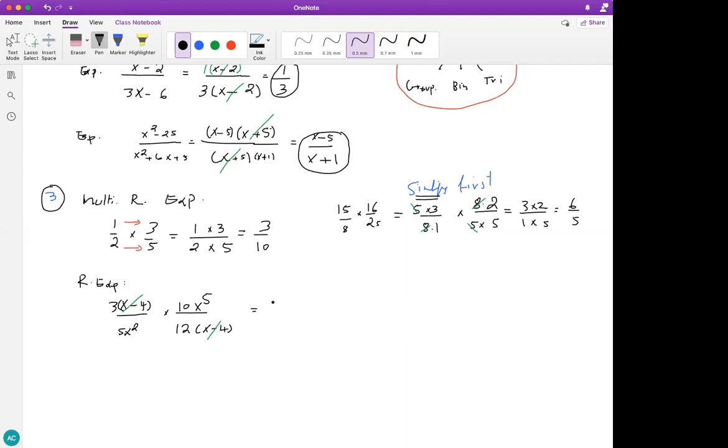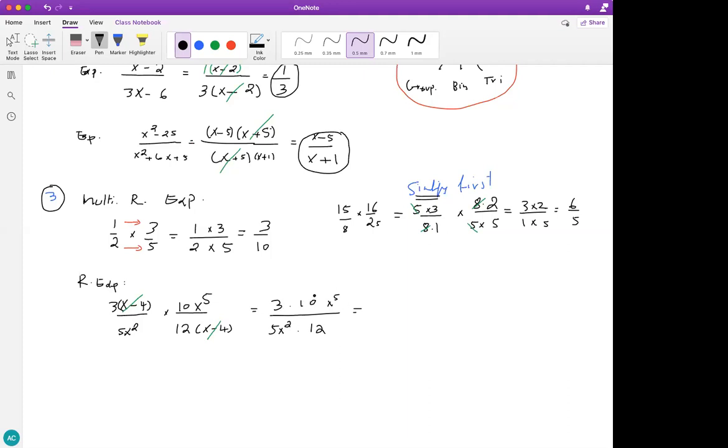So 3 is left here times this, 10x to the 5th. On the bottom here we have 5x squared times what's left here, which is 12. You could do all the steps here, but it's going to get a little messy and confusing. So I just do one thing at a time. Cancel the common factors. Now let's reduce more. So you can do it any way you want here, as long as you reduce it to the lowest terms.